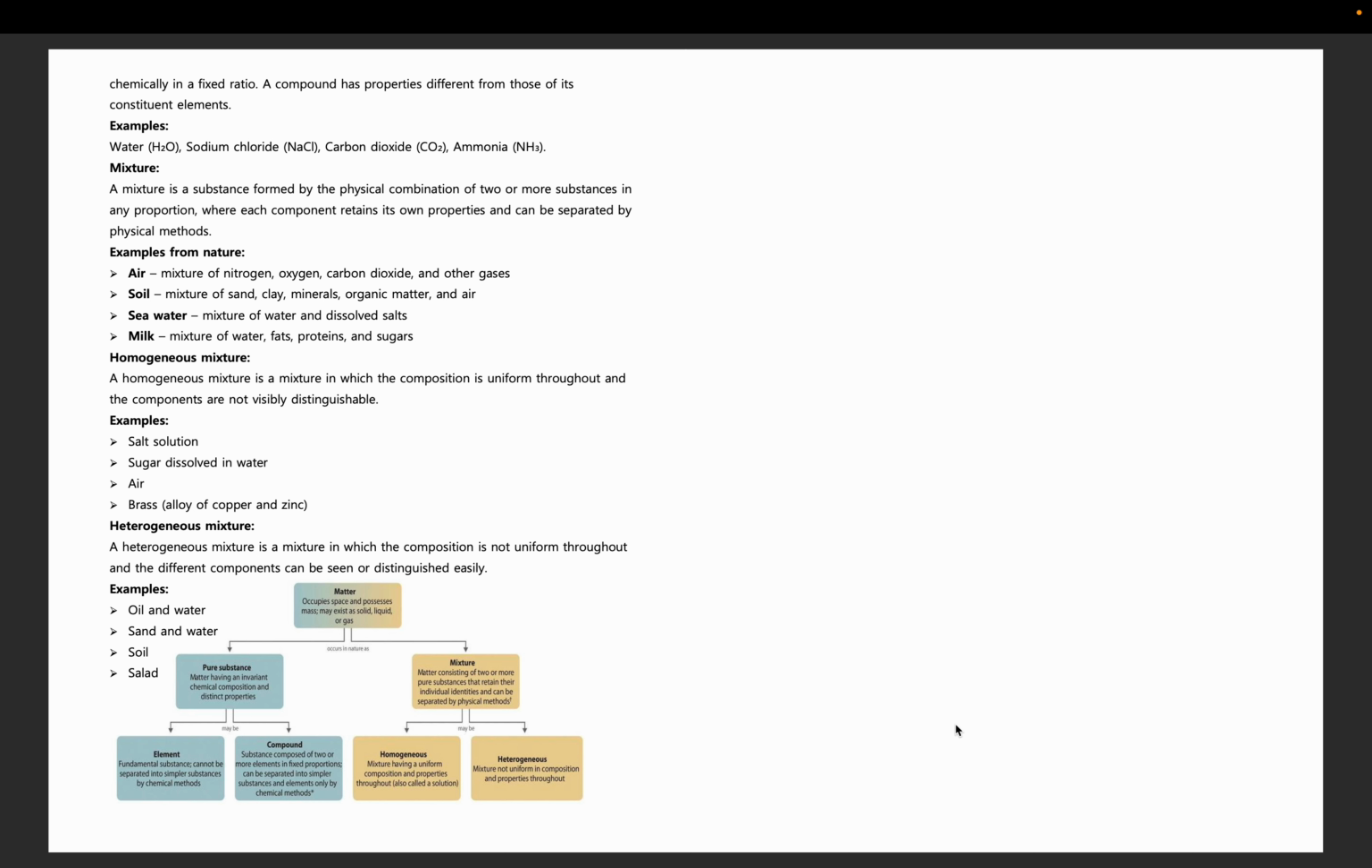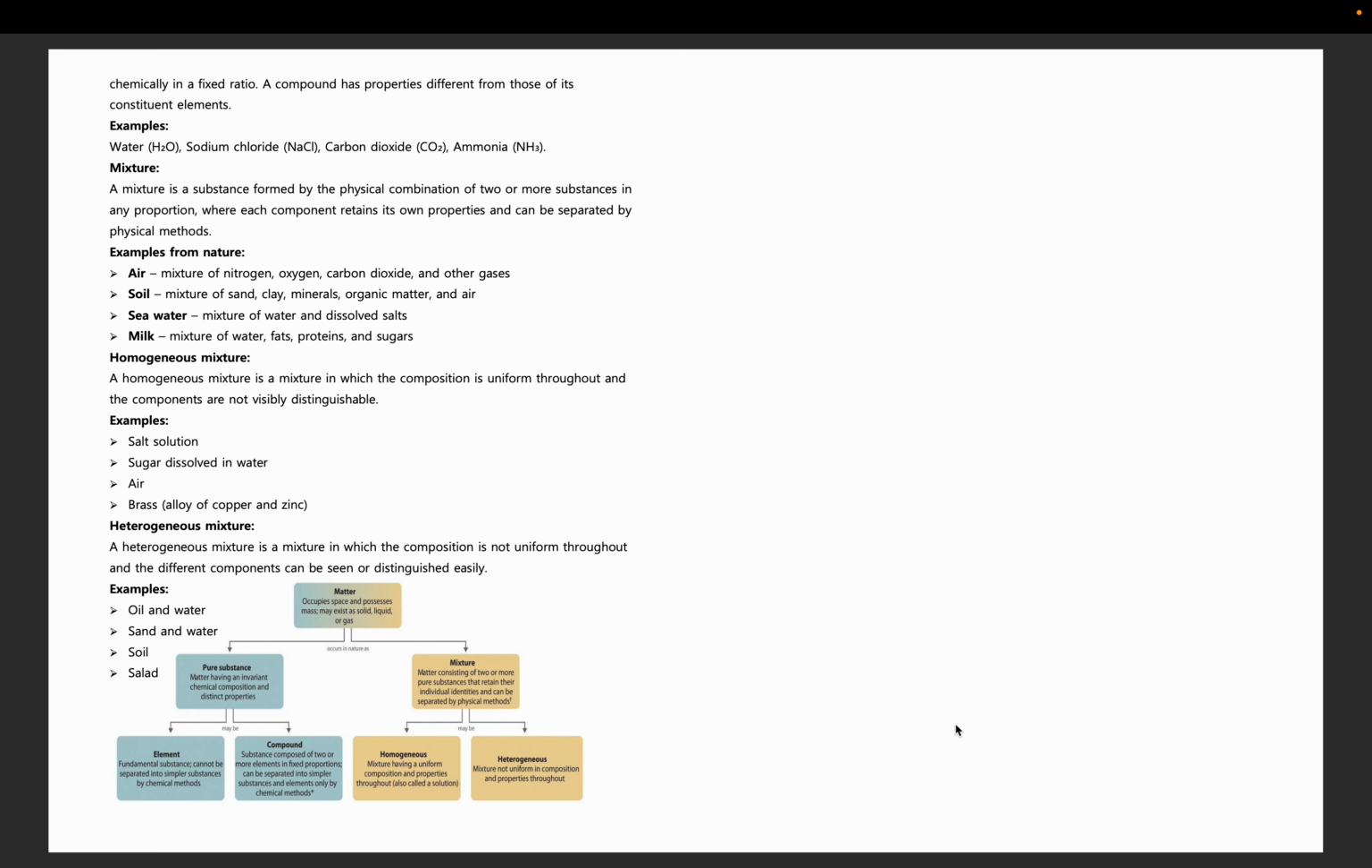Similarly, we eat table salt, which is sodium chloride, made up of sodium and chlorine. But sodium chloride salt has very different properties from sodium, which is a metal, and chlorine, which is a non-metal. These two elements have properties far different from the properties of salt. So now we are clear that a compound made up of elements has different properties than its elements. What about mixture?